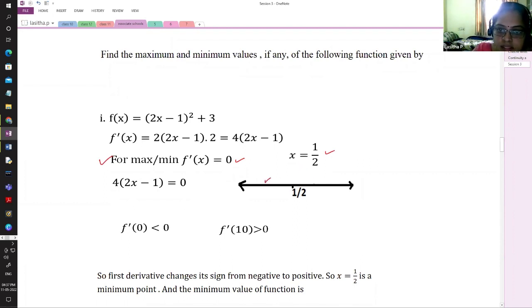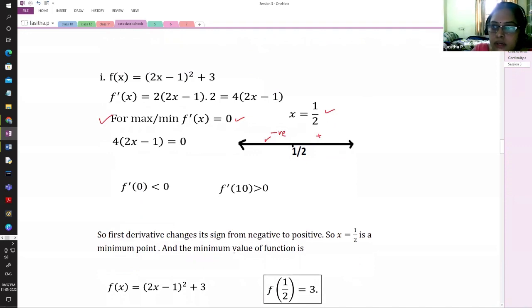And they have to check the sign to the left side and to the right side. Okay, we will be taking one point. So lesser than 1/2, here I have taken a point 0. So f dash of 0 is lesser than 0, getting negative here, and here it is positive. So negative to positive, it changes its sign. So we get to the conclusion that x equal to 1/2 is a minimum point.